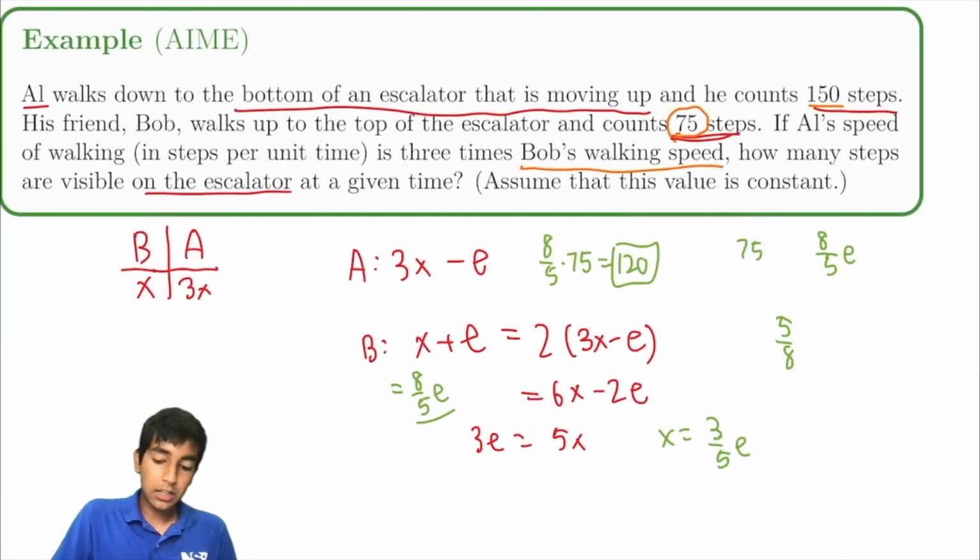So to summarize, we looked at the steps, we converted that to a time condition, and then we just used our speed, distance, time formula and found an equation.